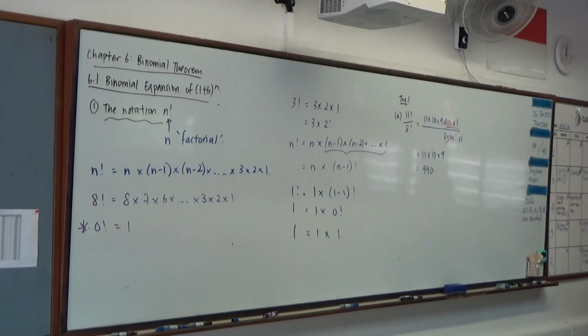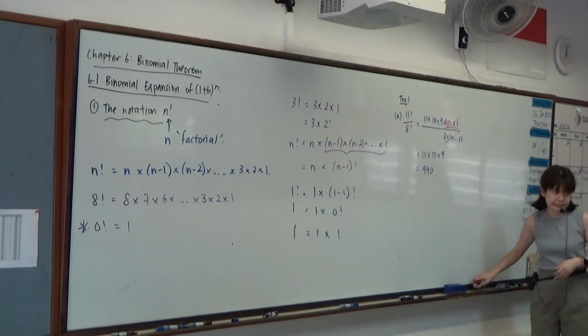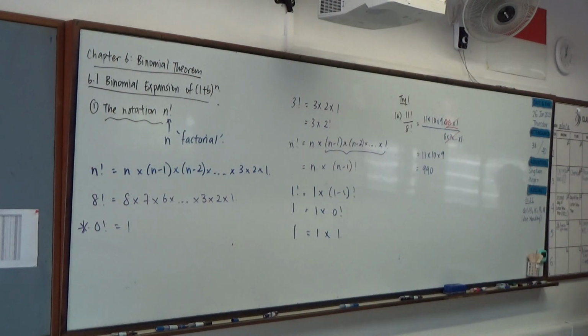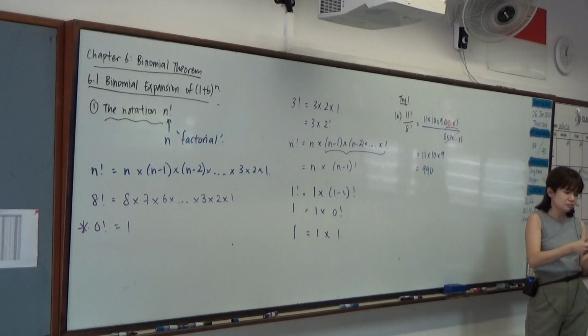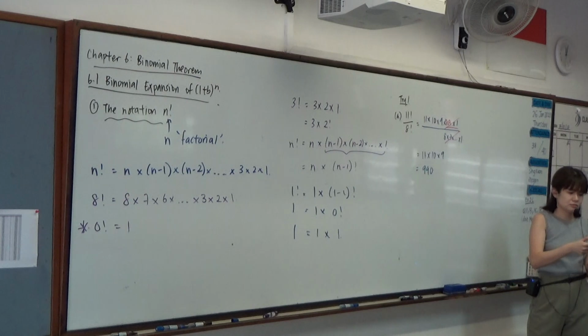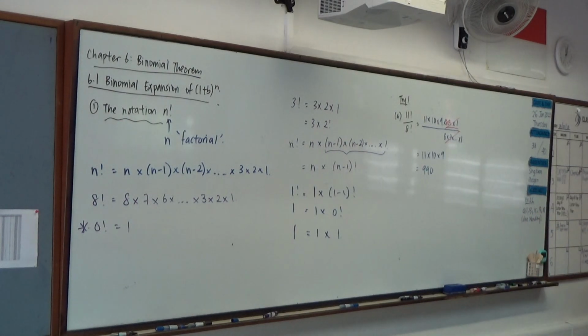Now what if I want to use a calculator? Alright, so let's do a check. Is it really 990? Using your calculator, I want you to look for the button that has the exclamation mark with it. Can we all do a check? Do we have that button? The one with the exclamation mark. So you can just press 11 factorial over 8 factorial. Check whether you are able to get 990 or not.